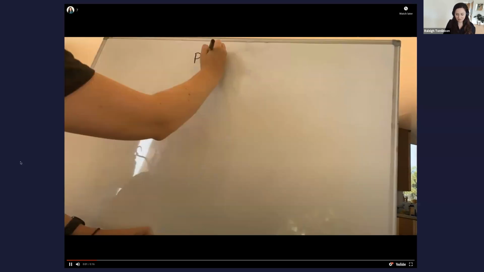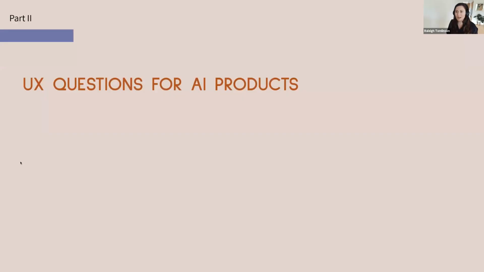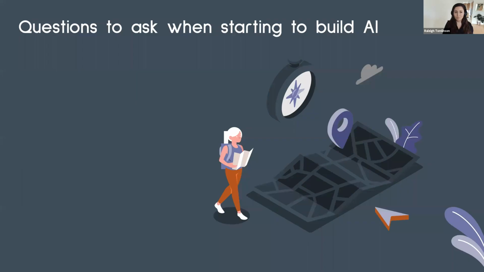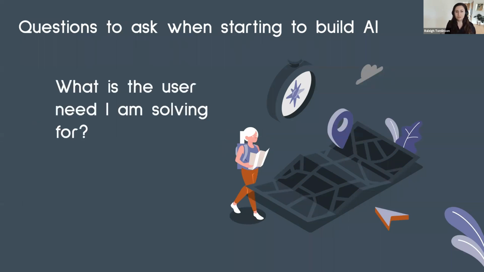A little rough, but now let's talk about some UX questions for AI products. Let's say you're sitting at a table and you're saying, you know what, I'm ready to innovate. I think I want to build an AI product. So what do you ask? The first question is, what is the user need I am solving for?